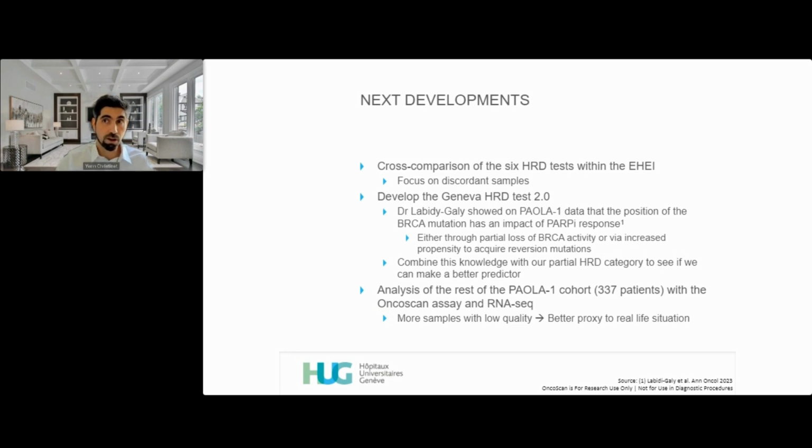And for that, we need to analyze the rest of the POLA1 cohort. So that's roughly 300 patients. And what is interesting is that these 300 patients are going to be of much lower quality, because all the high quality samples were selected for the ENGOT initiative. So that's going to give us a better proxy to a real life situation in terms of test failure.